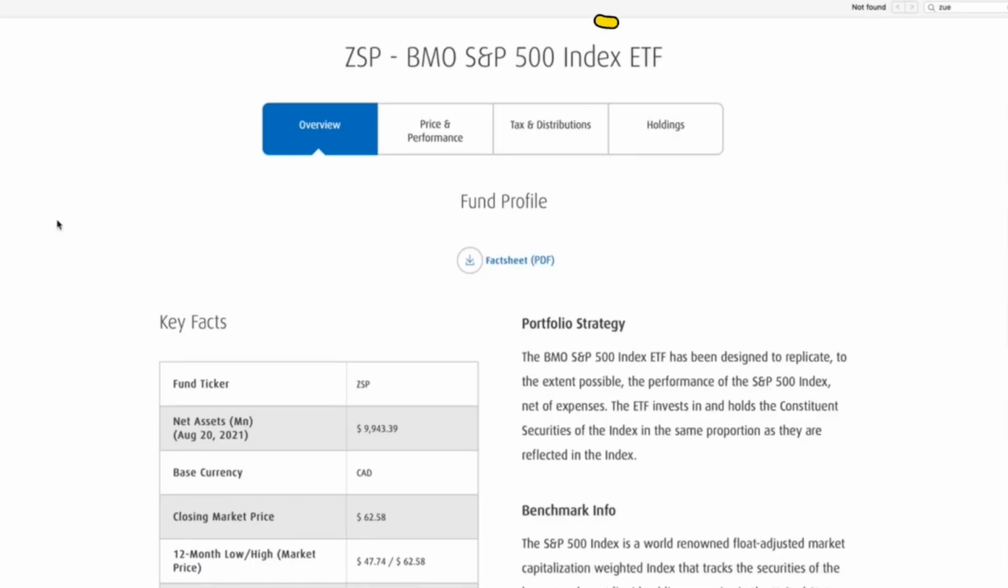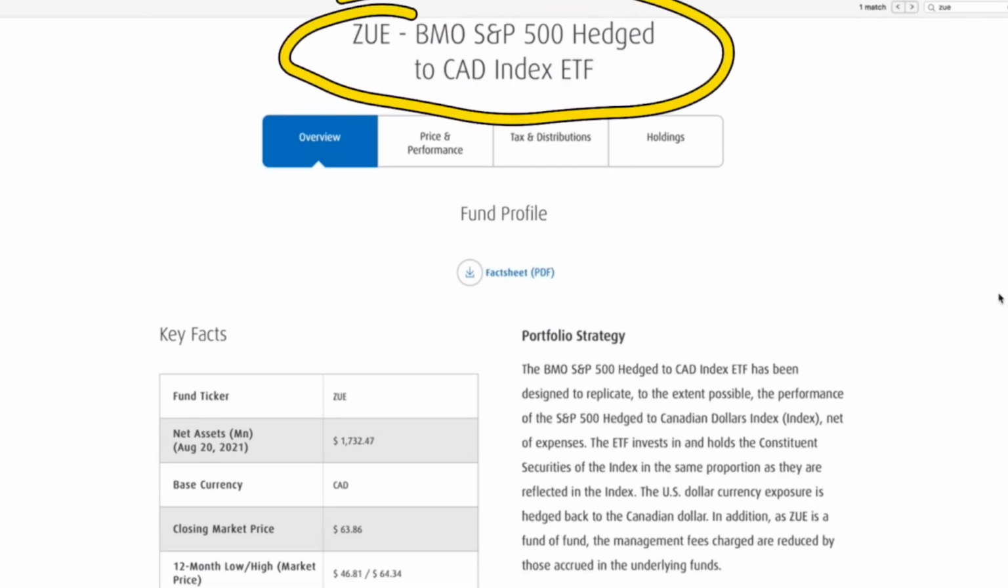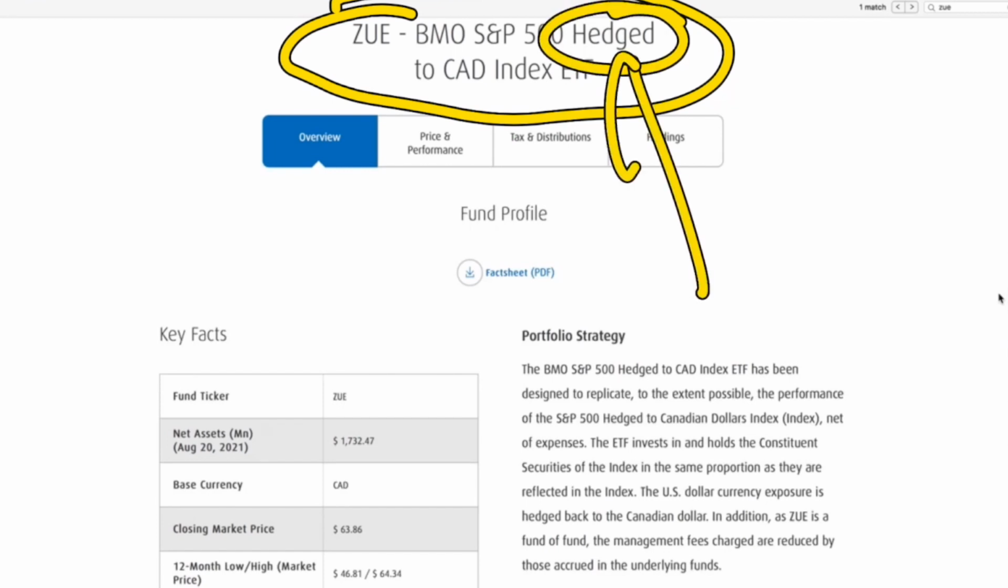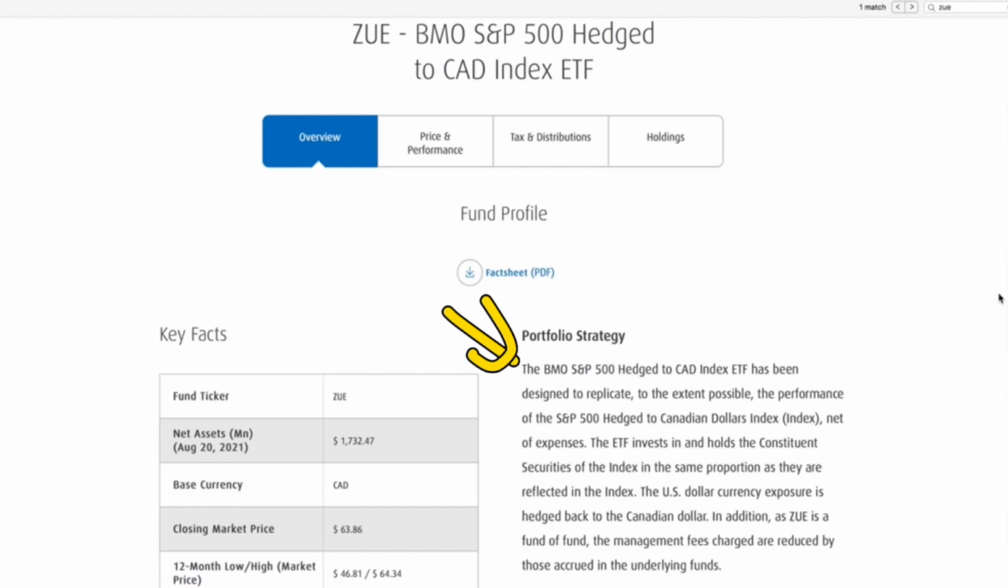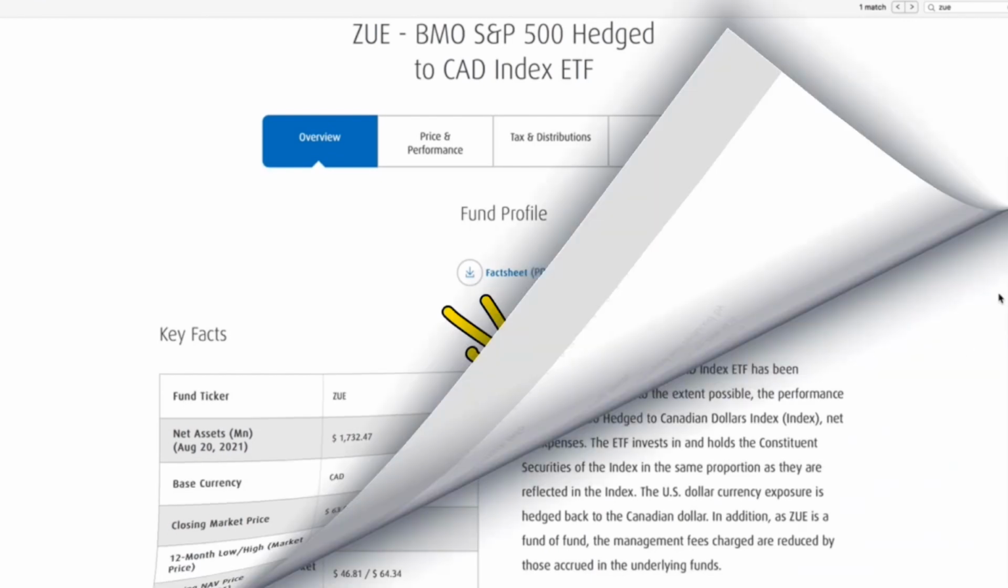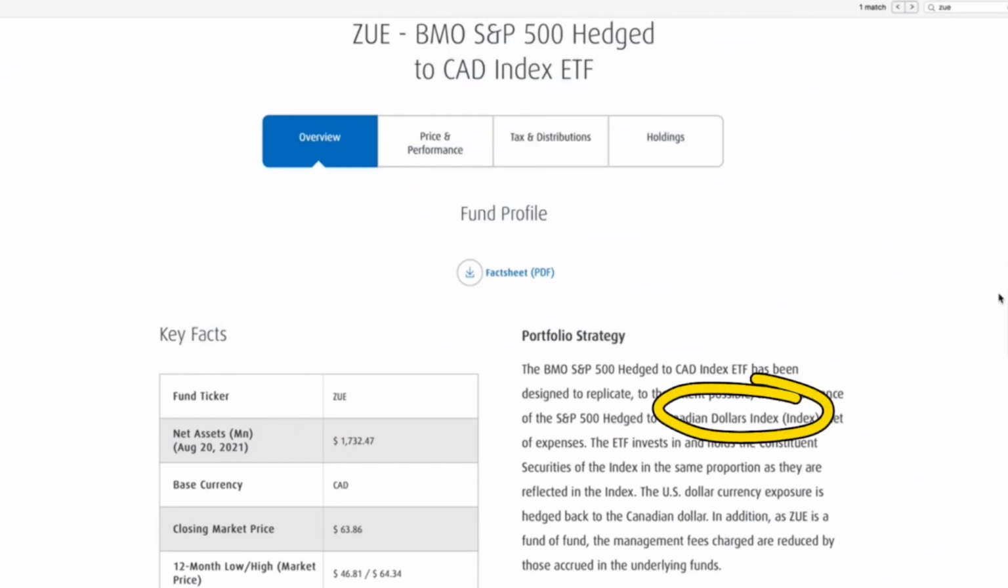Okay, so a perfect example of this is ZSP and ZUE. They are both the exact same thing. However, ZUE is hedged. What does hedged mean? Well, let's read the portfolio strategy and try to figure this out. The BMO S&P 500 Hedged to Canadian Dollars Index ETF has been designed to replicate, to the extent possible, the performance of the S&P 500 hedged to Canadian dollars.